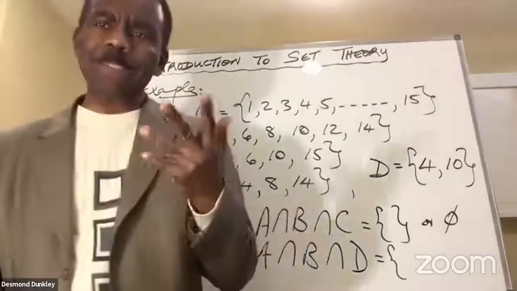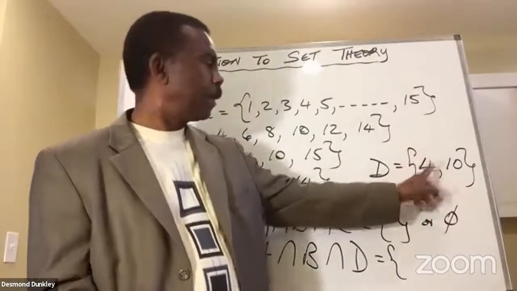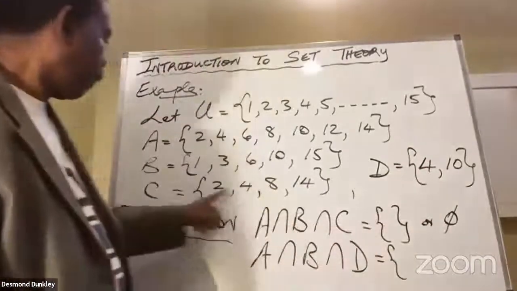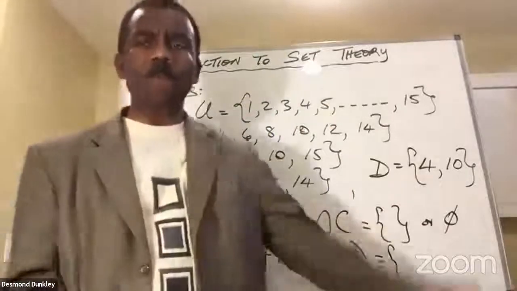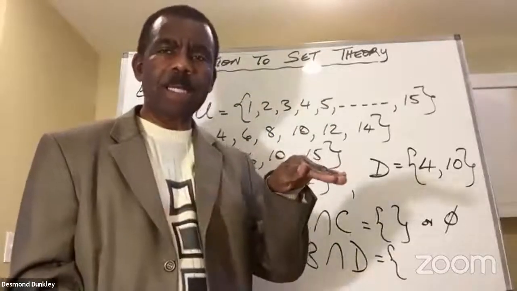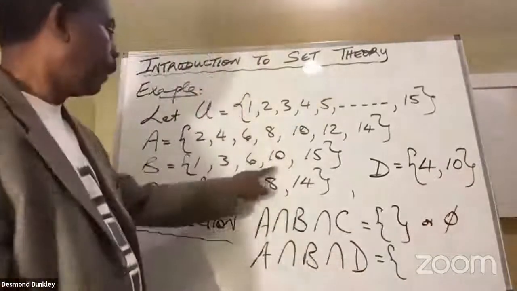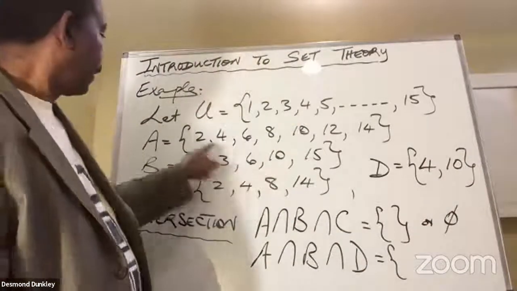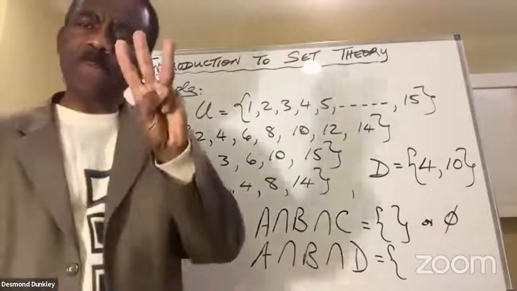However, when we go A, B, and D, what do you notice? Well, it's best to start with the smaller set. You have less work to do. 4. Is 4 here? No, it's not. So you don't even have to look further. You stop. It's not in the intersection. 10. Is 10 here? Yes. Is 10 here? Yes. So 10 is in all three.